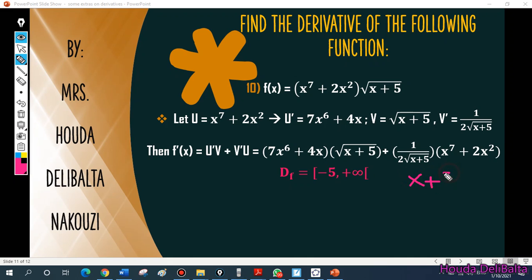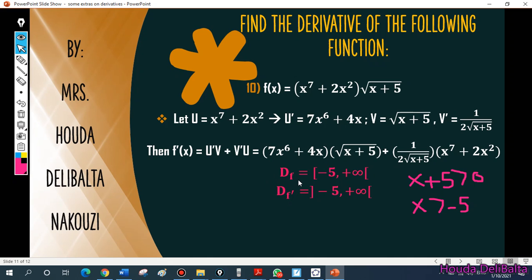It's just strictly greater than 0. It's strictly positive, without putting "or equal". Thus, x should be greater than -5, and that's why the f prime domain is going to change into -5 open, till plus infinity. So that's the domain of definition of f prime.